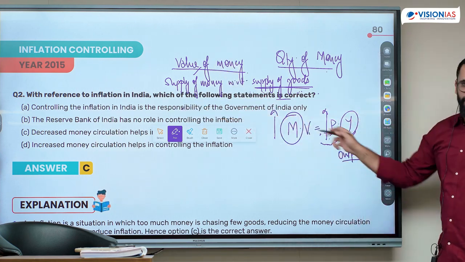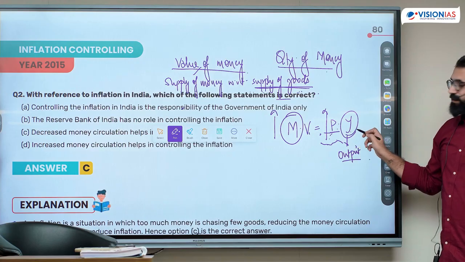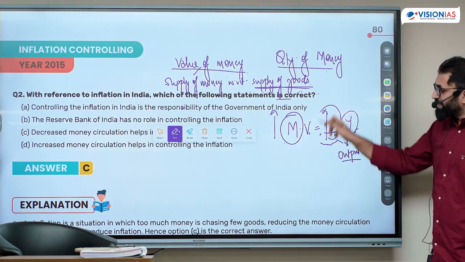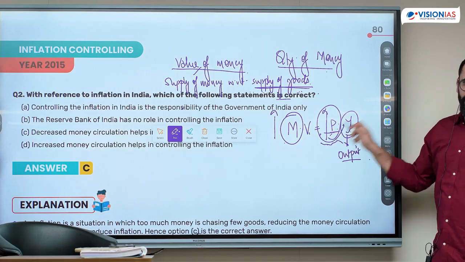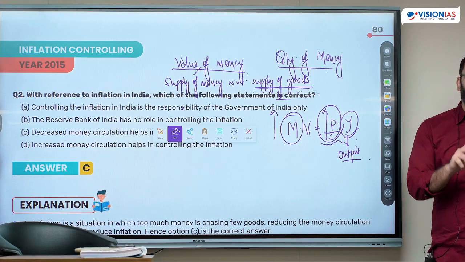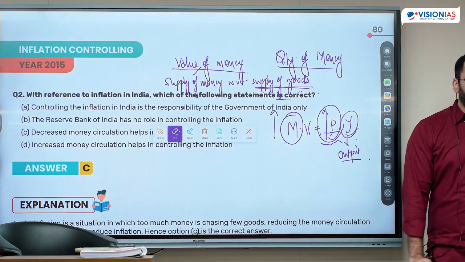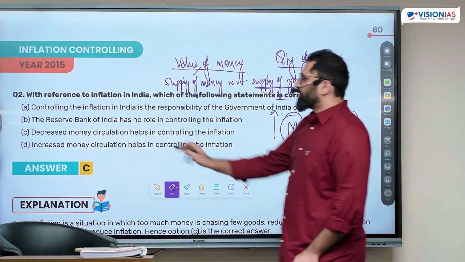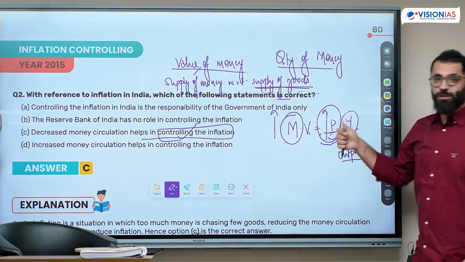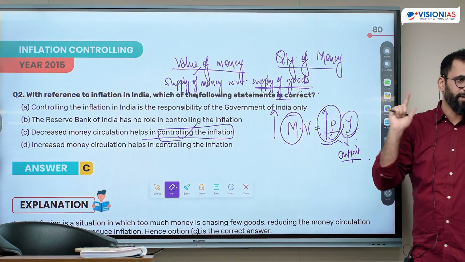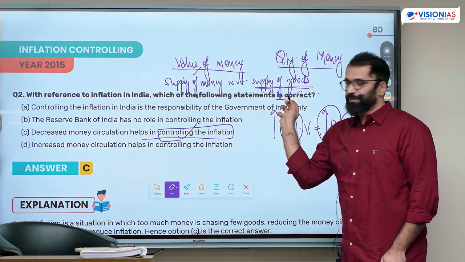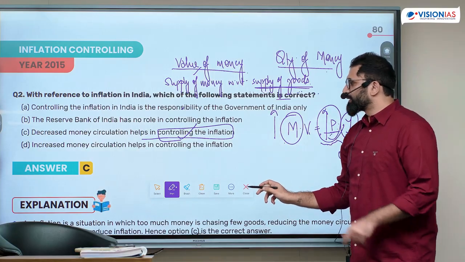This is the expression for it. If supply of goods does not change, but money supply increases, the price level will also increase. Price level increasing is nothing but inflation. Increase in the general price level or fall in the value of money, both mean the same thing. So, decreased money circulation helps in controlling inflation. Increased money supply will cause more inflation. Is it clear? Because the value of money comes from the supply of money with respect to the supply of goods and services. This is the reason why the answer is C.